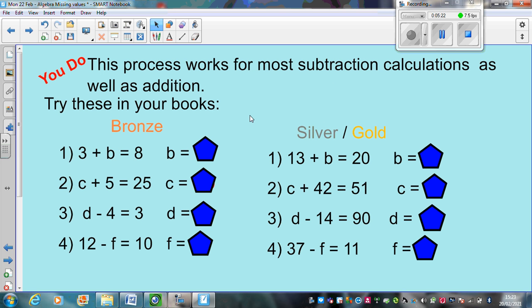Okay, let's have another look at some of these. In fact, I'm going to do the first one with you to show you how I want you to present it. So before you pause and do this, just watch me now as I use the visualizer to show you how I would like you to write question 1.